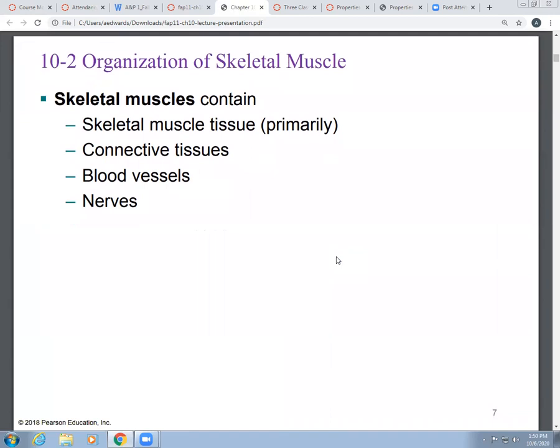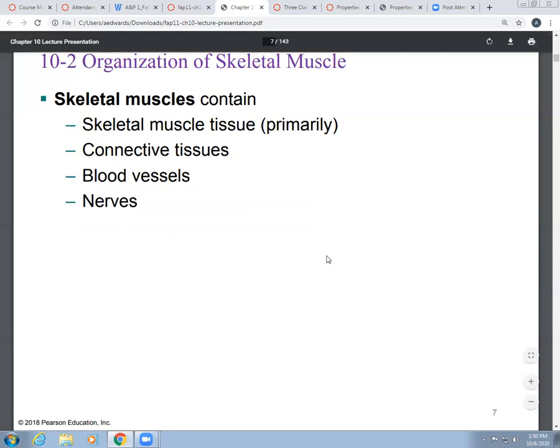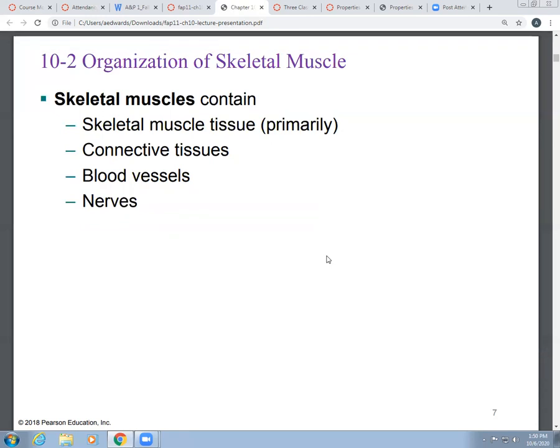So the skeletal muscles, what do they have in them? Well, obviously they're going to have skeletal muscle tissue, right? They're skeletal muscle. They also have connective tissue, blood vessels, and nerves. So you have muscle tissue, nervous tissue, and connective tissue. You have lots of different tissues involved here. And remember, this is in Canvas, so if you don't catch something, you can go back and watch the video or pull the notes up.